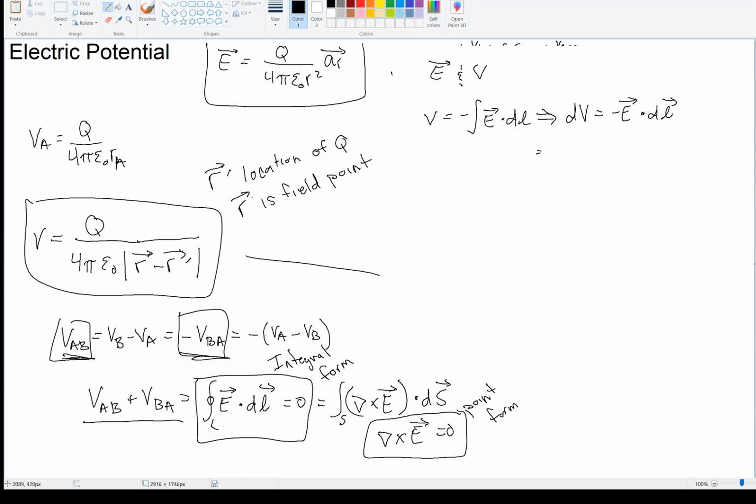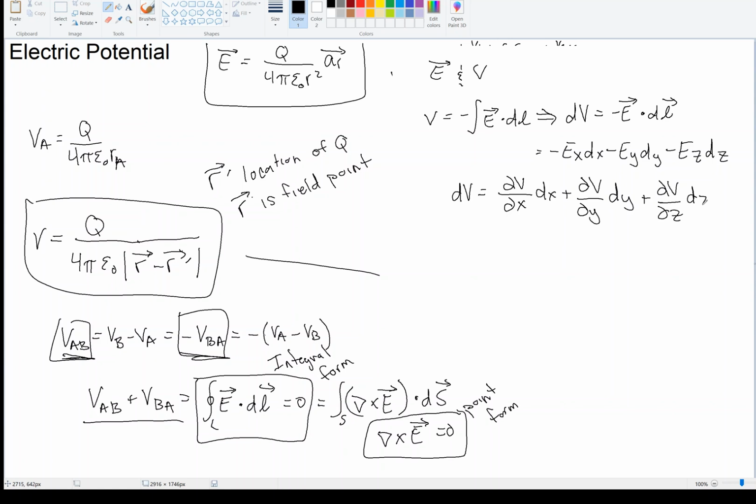Okay, and we'll say that E will work in rectangular coordinates and say that E has an x component, a y component, and a z component. So this is Ex dx minus Ey dy minus Ez dz. Now from calculus, you know that the total change is the sum of the partial changes. That is to say, dV, which is the total change, is the sum of the partial with respect to x times dx plus the partial with respect to y times dy plus the partial with respect to z times dz.